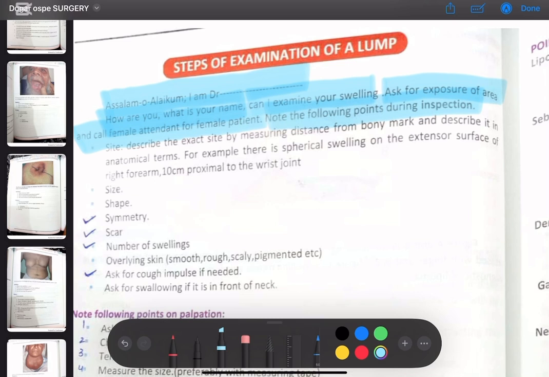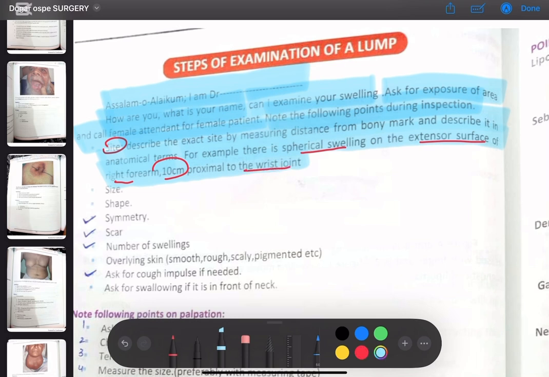during inspection. First of all, you have to note the site, that is, describe the exact site by measuring distance from a bony mark and describe it in anatomical terms. For example, there is a spherical swelling on the extensor surface of the right forearm 10 cm proximal to the wrist joint. So you have described the exact location of the swelling.